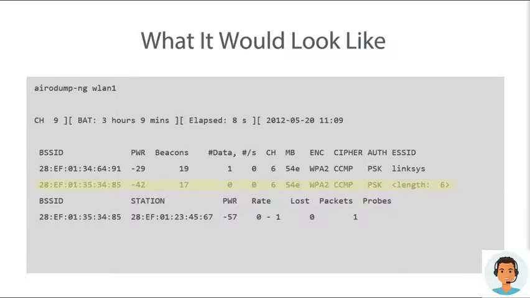allowing us to take a look at it. Now, before we go to the next step, I want to make a note, in particular here, of the channel of this device. You'll notice that it's on channel 6. And there's my BSSID, which is 28EF01353485. So you make a note of those.